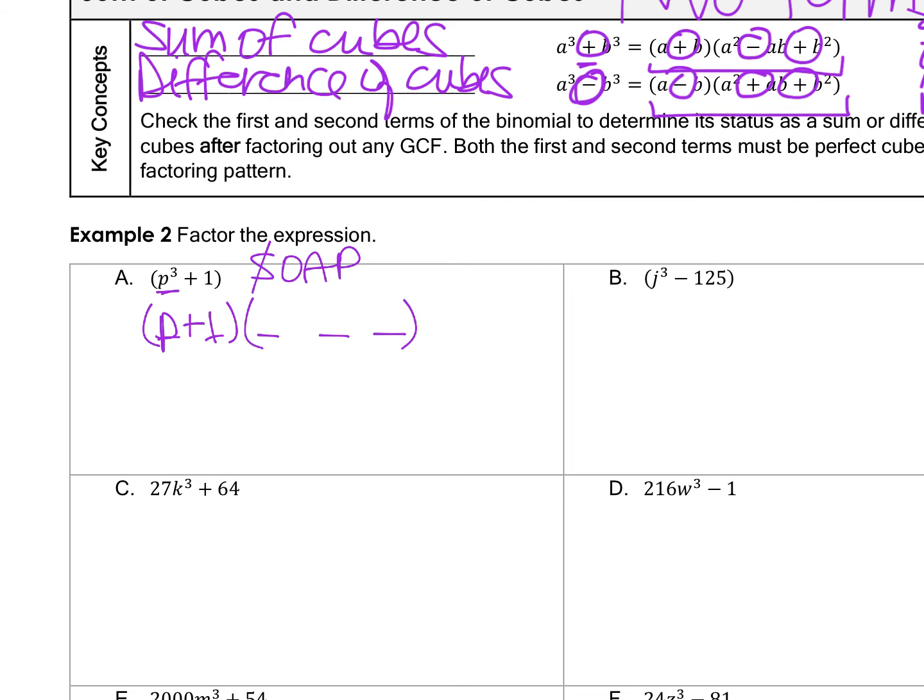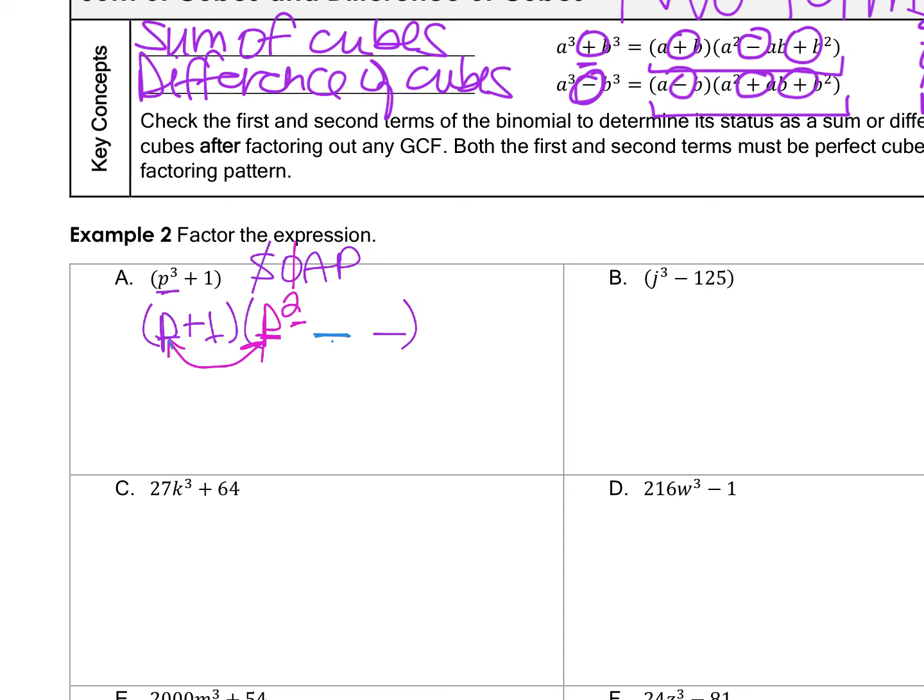To get this term, we are squaring whatever this term is here. So that's going to be a p squared. So you always square the first. The second sign is always the opposite. So I need to put a minus sign.